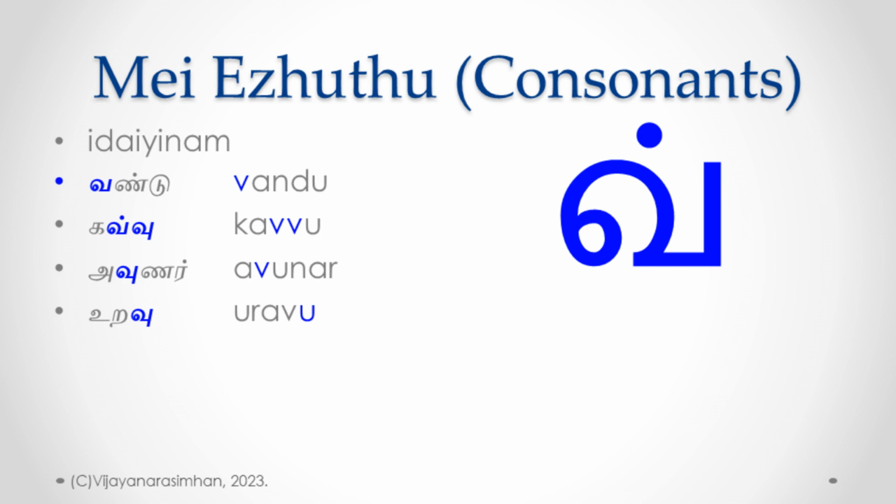Now, this va, as I mentioned, cannot appear in the initial position of a word with the o sound. As you can notice, even if you try, that will become a simple u. So if you consider the word avunar, it will sound like unar, the va is not there. So that's why the grammarians have restricted that. So u cannot appear with all consonants, especially with the o consonants in the initial position.